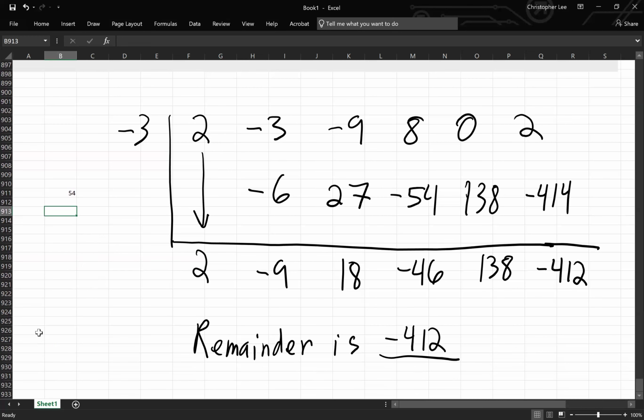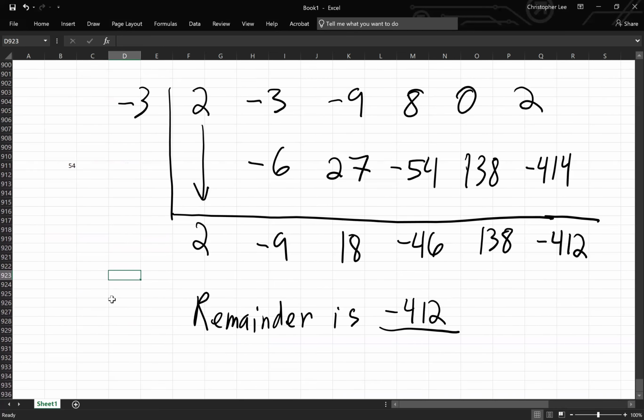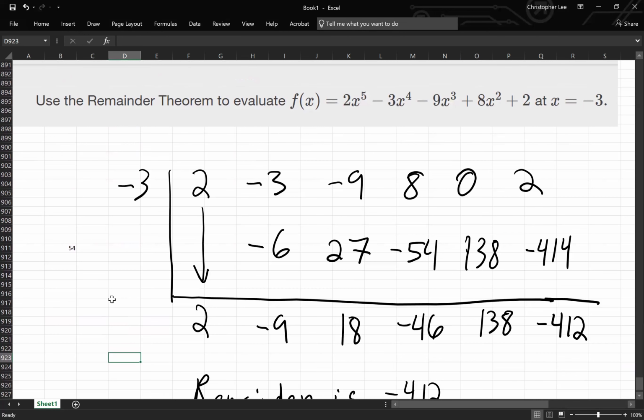Do you do it for the long division way? Yeah, go ahead. When you do the long division, you should have remainder negative 412. As long as you got that same remainder, we're on the same page. And if you want to check it, just take the -3, throw it into the function, find f of -3.